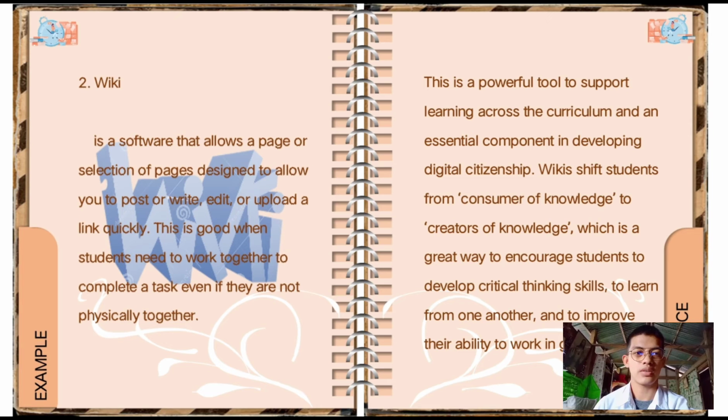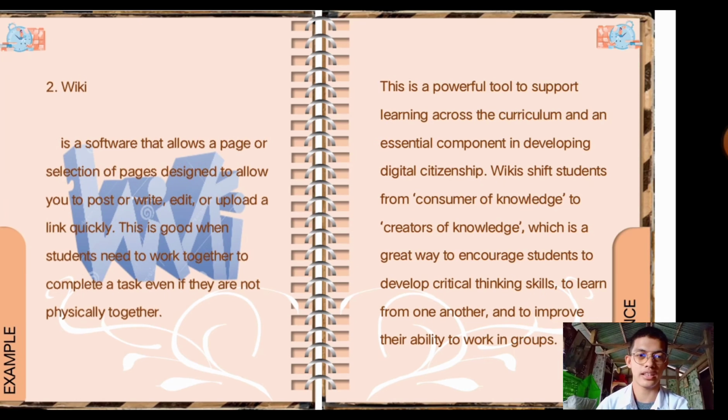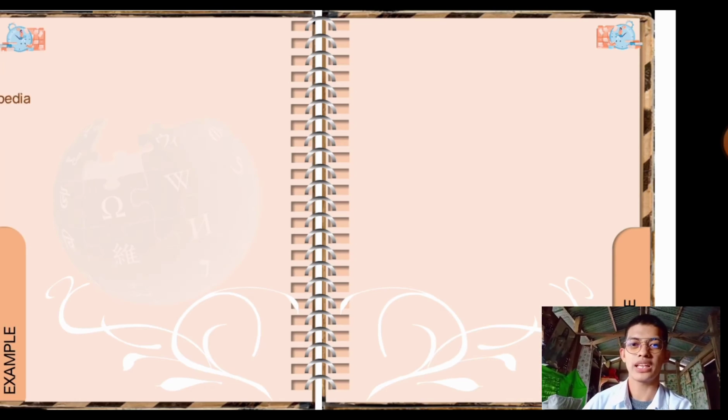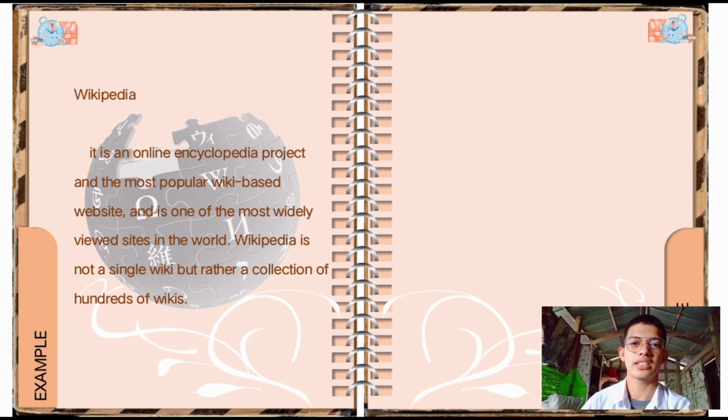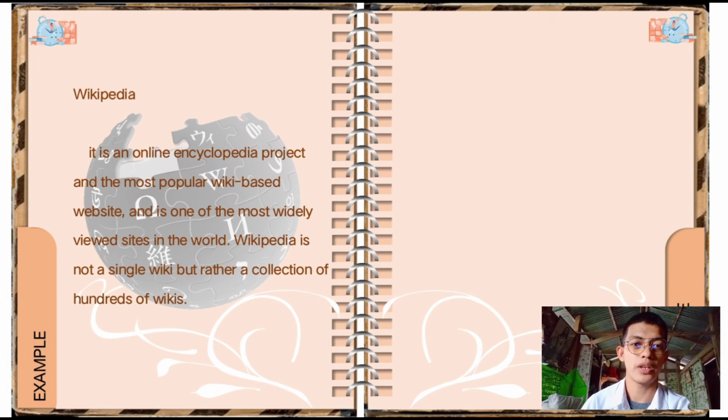Wikis shift students from consumers of knowledge to creators of knowledge, which is a great way to encourage students to develop critical thinking skills, to learn from one another, and to improve their ability to work in groups. Then there is Wikipedia. It is an online encyclopedia project and the most popular wiki-based website, and is one of the most widely viewed sites in the world. Wikipedia is not a single wiki, but rather a collection of hundreds of wikis.